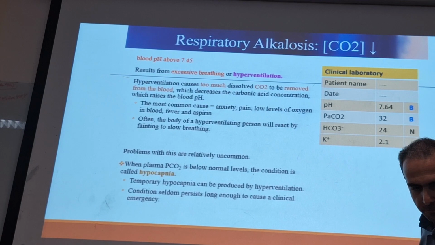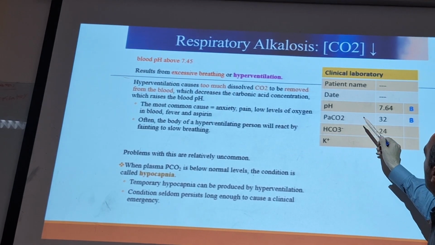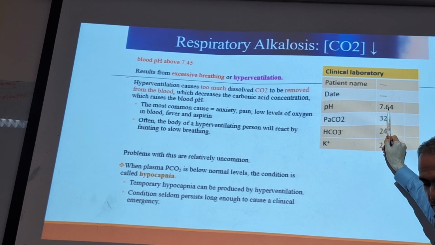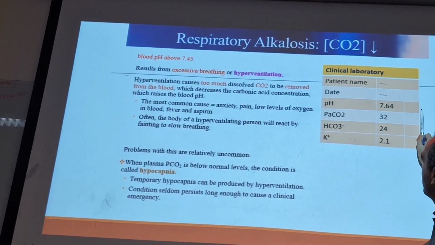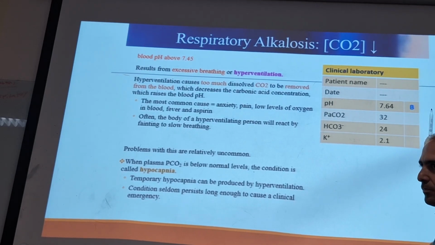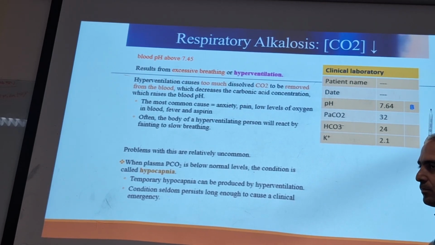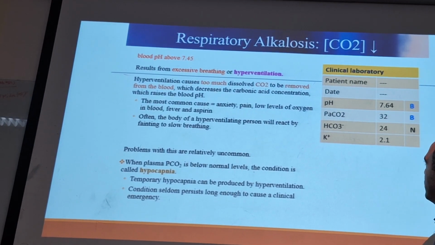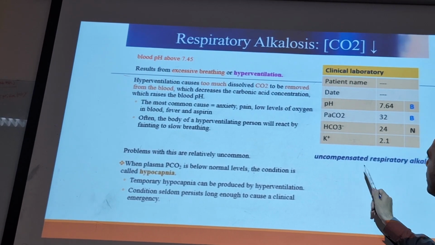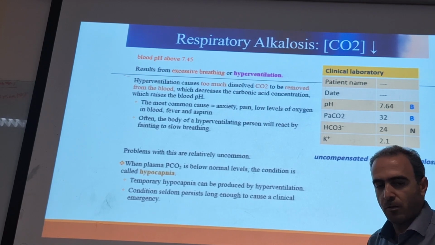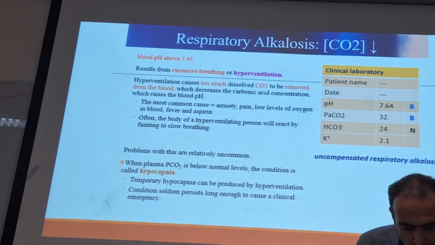Here, pH is 7.6. Is it basic, acidic, or normal? Basic. CO2 is 32. Basic. Bicarbonate is neutral, or normal. So we call it uncompensated respiratory alkalosis.